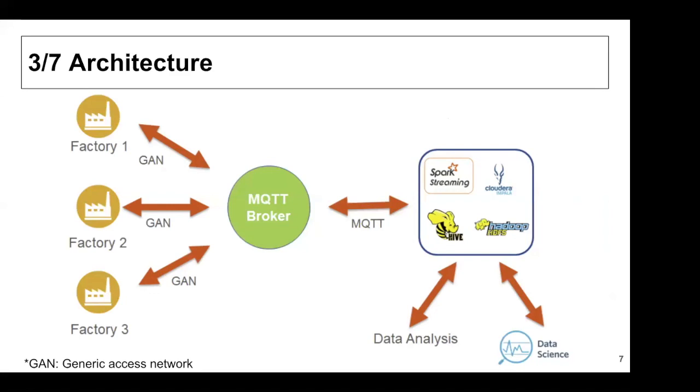So here is the simplified architecture of the project. There are several factories who produce the construction materials or glass. They are connected to the MQTT broker over GAN, a generic access network, with very low bandwidth. They will push the data to the MQTT broker, and the Spark application will subscribe to different topics to read the data. We process it inside Spark Streaming, and we store it inside HDFS, and then it can be used by the data analytics team or by the data science team.